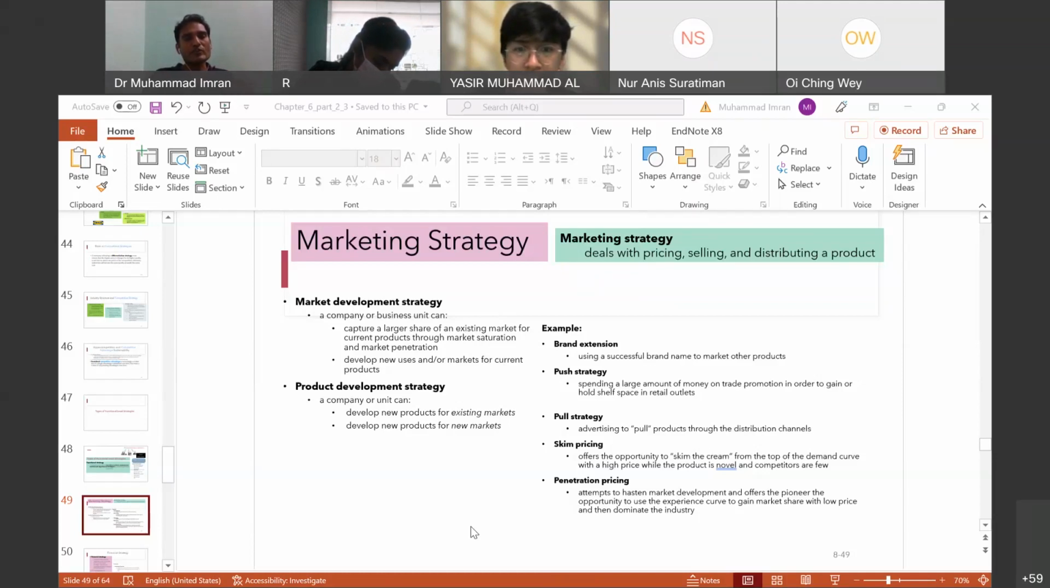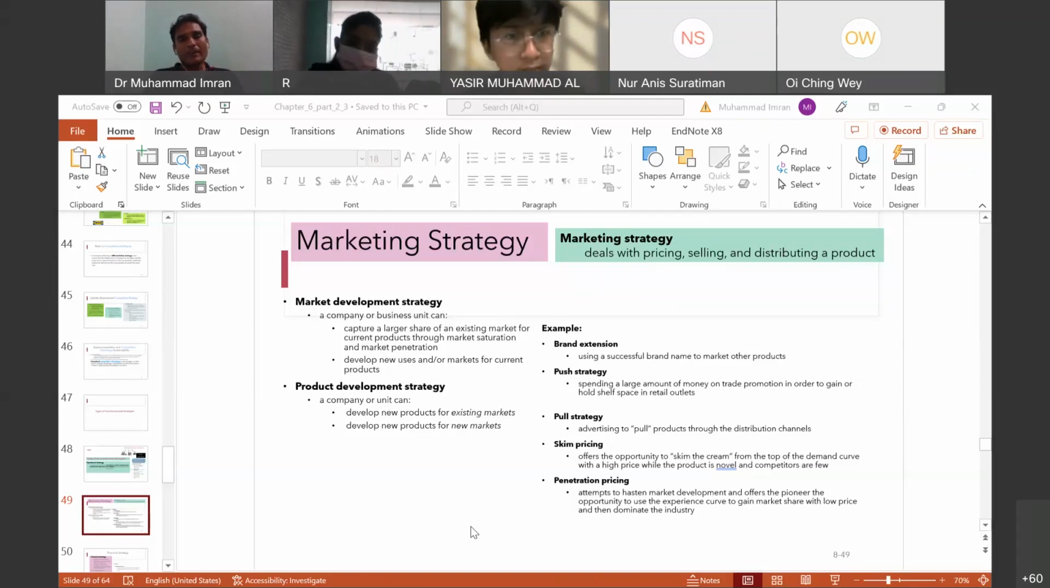Product development strategy: a company or unit develops new products for the existing market, or develops new products for a new market. This belongs to the product development strategy. Some of the major concepts are related to marketing support.